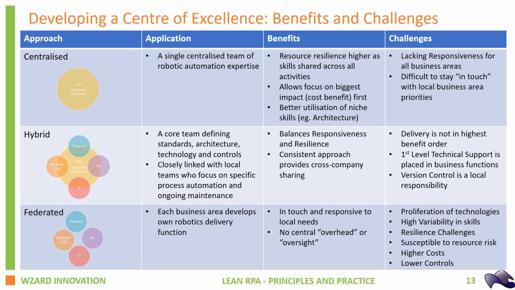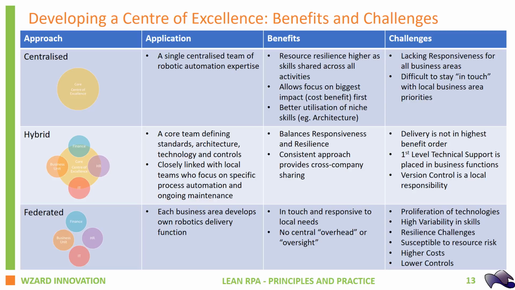The hybrid approach is a combination of a core team and multiple local teams who all have the focus in the individual local areas. A core team defines the standards, architecture, technology and controls, so everyone is being consistent. But those teams are also closely linked with the local teams who focus on specific process automation and the ongoing maintenance. The benefits of this is it balances both responsiveness and resilience, and it gives you the sort of combination of the two extremes. And the consistent approach provides the opportunity for more cross-company sharing. There are a few challenges with this approach, but they're part of the compromise.